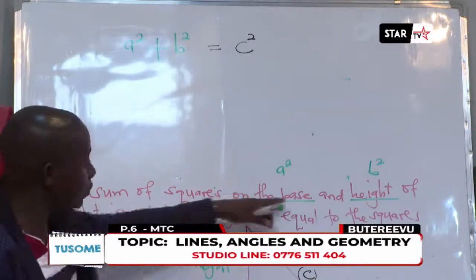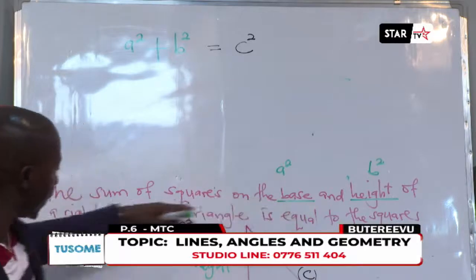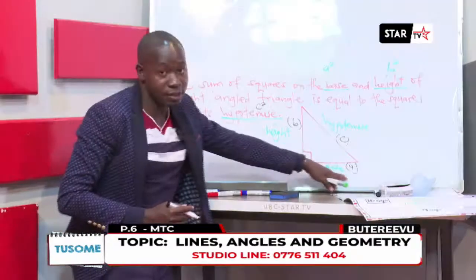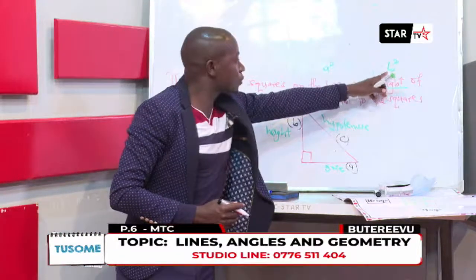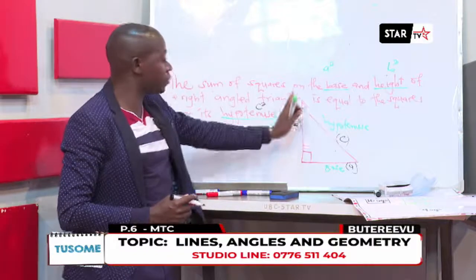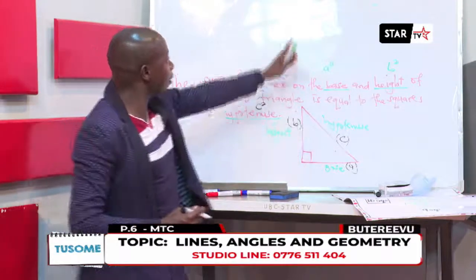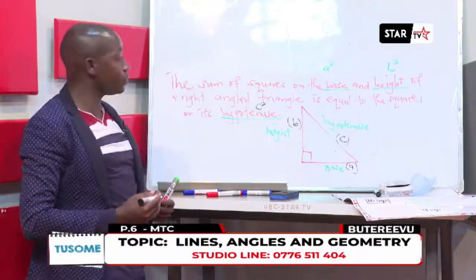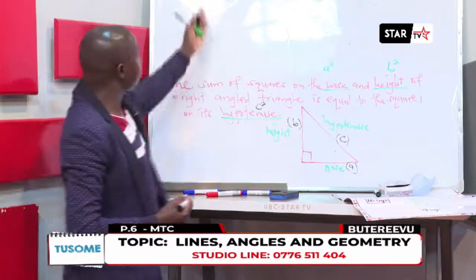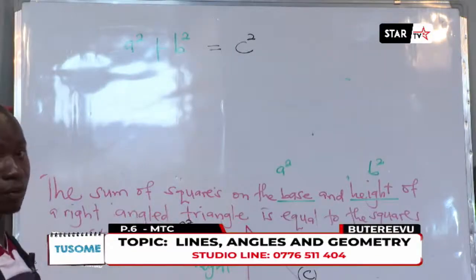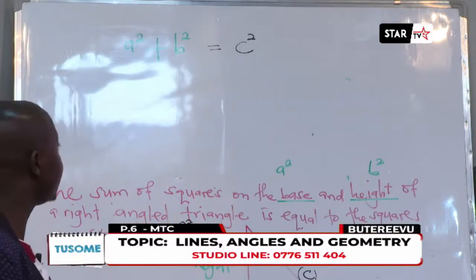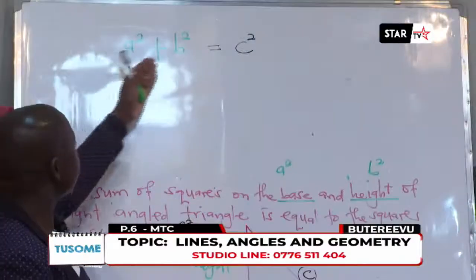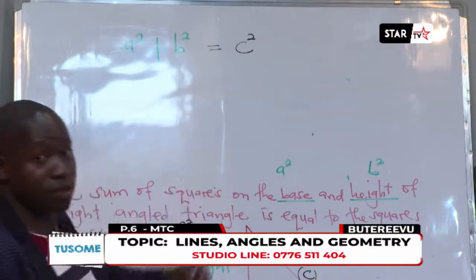Hope we have understood this, that A squared is rising from the squares found at the base, then B squared is rising from the squares found on the height. And lastly, C squared is originating from the squares formed on the hypotenuse. And this is what we shall be using whenever we are asked to find the hypotenuse. We shall be saying A squared plus B squared equals C squared.